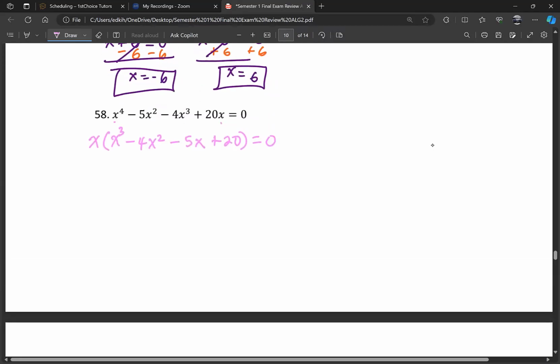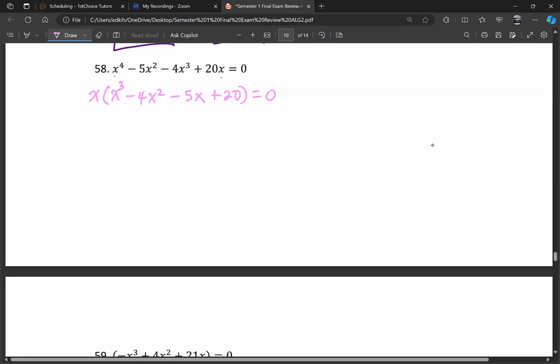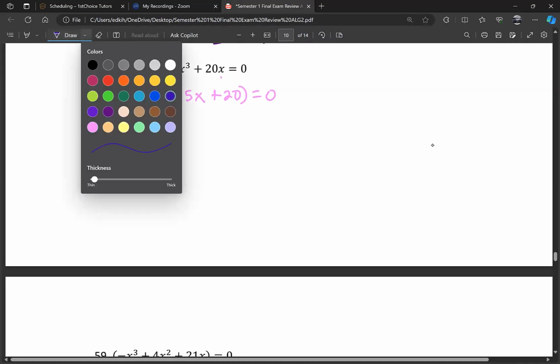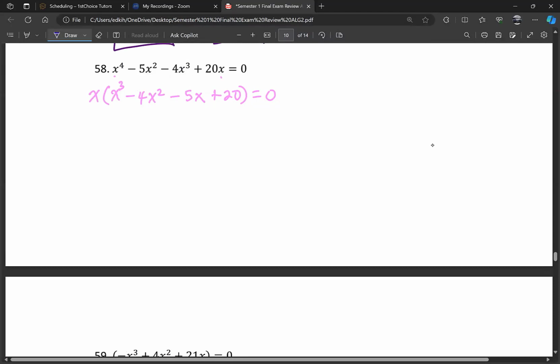Y'all be careful, folks. So now we go, great. You've taken out the greatest common factor as we should. That's what we always do when you have an equation that you're trying to solve for. Take out GCF. And then once you've taken out GCF, examine what's left in the parentheses. So we have 4 terms. I'm going to group these two together and group those two together.